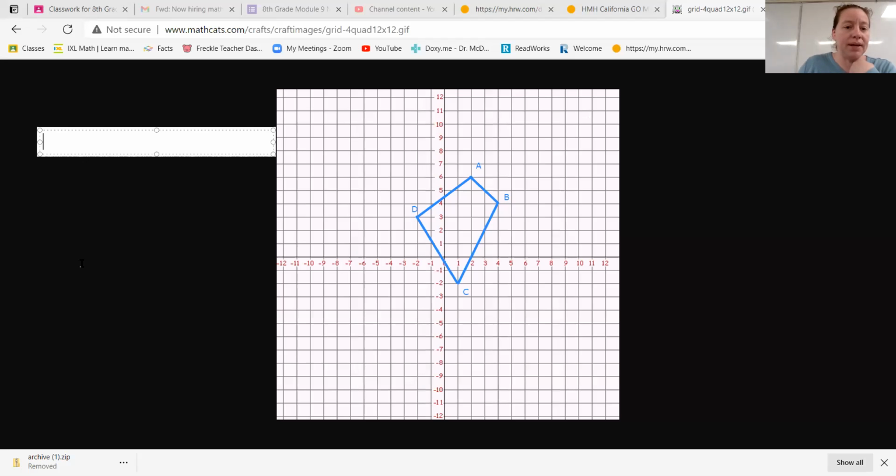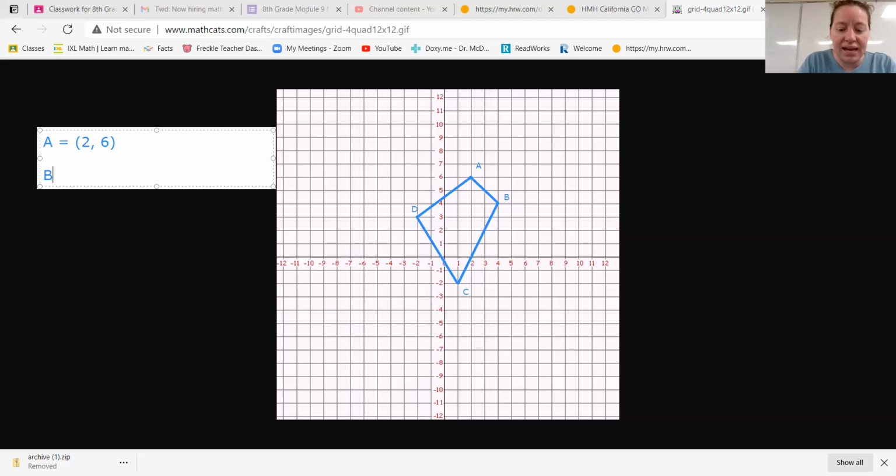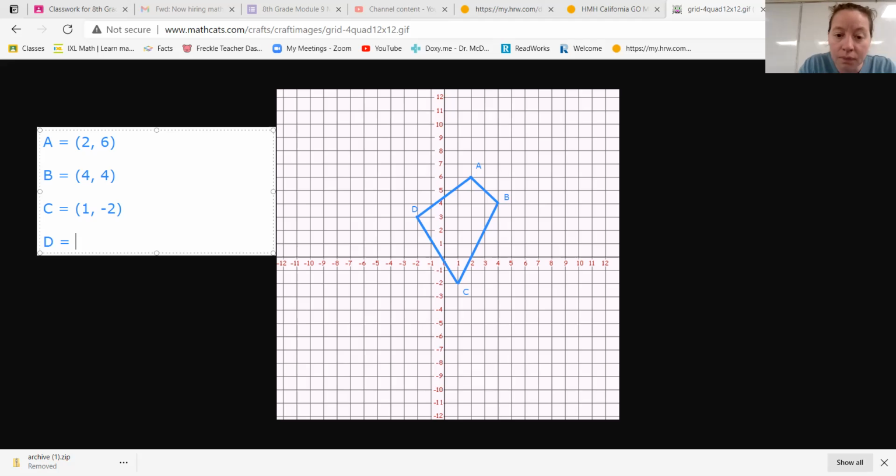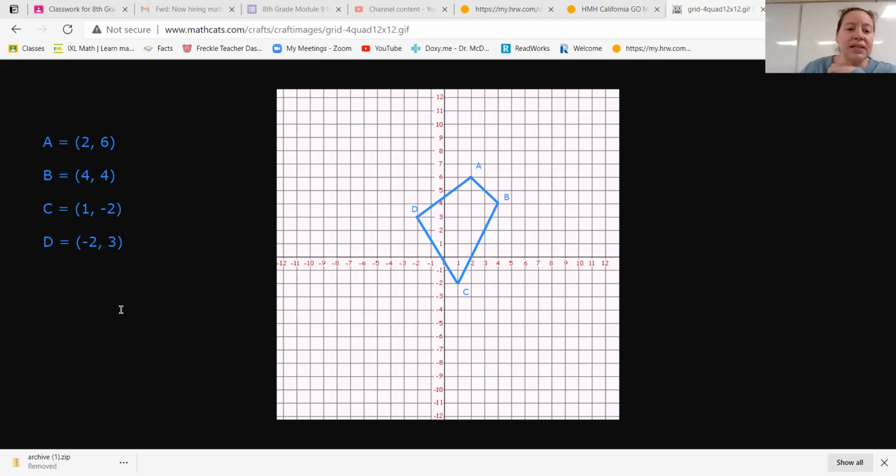All right, so here is my starting shape, A, B, C, D. A is at 2, 6. B is at 4, 4. C is at -1, -2. D is at -2, 3. All right, so that's my points that I'm starting out with.